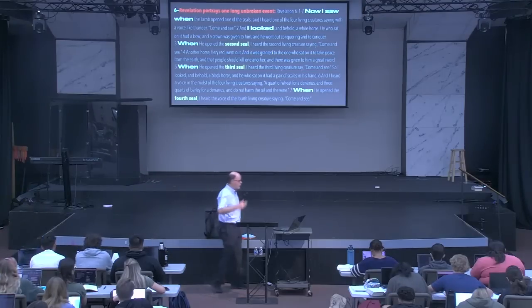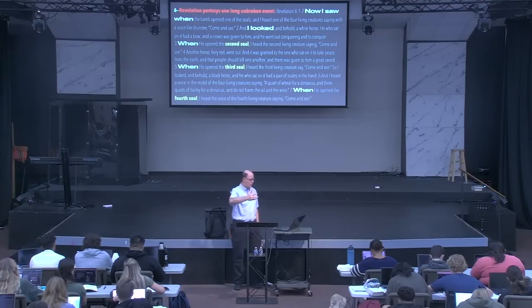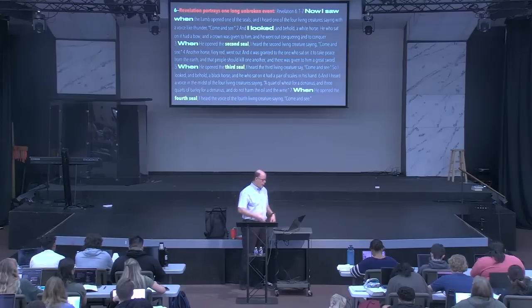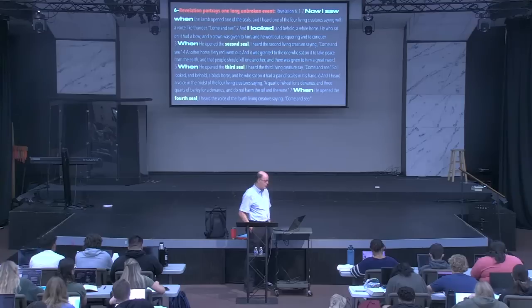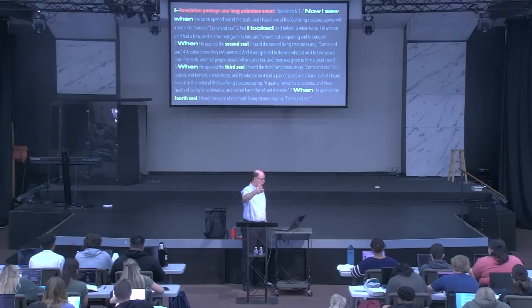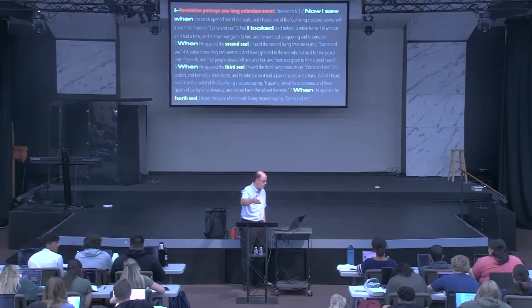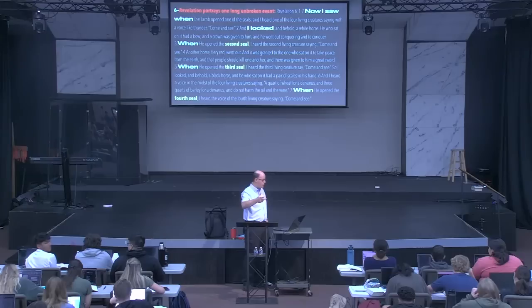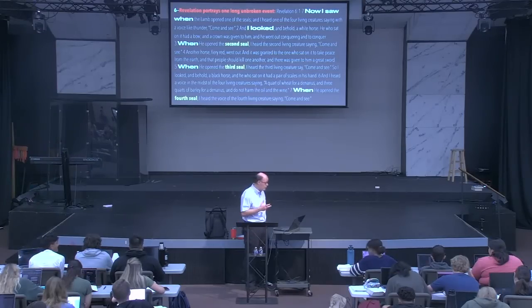So what happens? See, it's continuing. It's like a movie. I saw, and when he opened one of the seals, I heard one of the living creatures saying with a voice like thunder, come and see. And so John's getting into it. He says, I looked, and behold, a white horse. And he who sat on it had a bow, and a crown was given to him. And he went out conquering and to conquer. And now verse 3, when he opened the second seal, the second creature said, come and see.